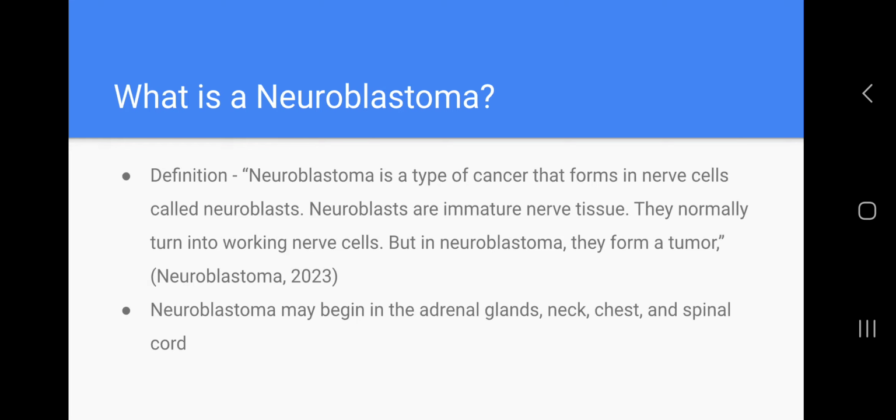So neuroblastoma may begin in the adrenal glands. That's a more common one. It can also start in the neck or chest area and in the spinal cord, as that obviously has a lot of nerves running through there.